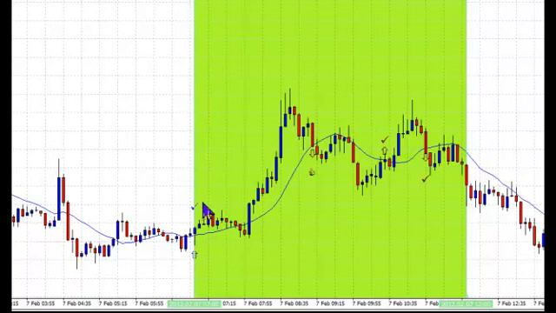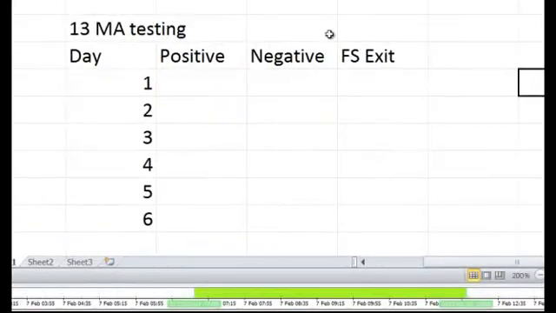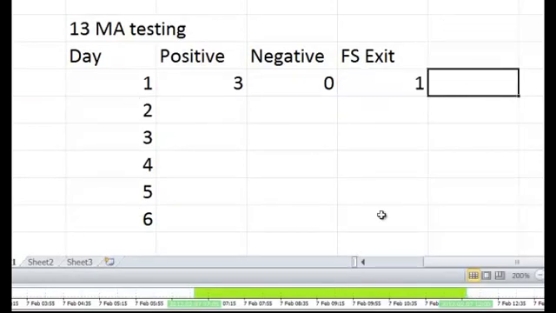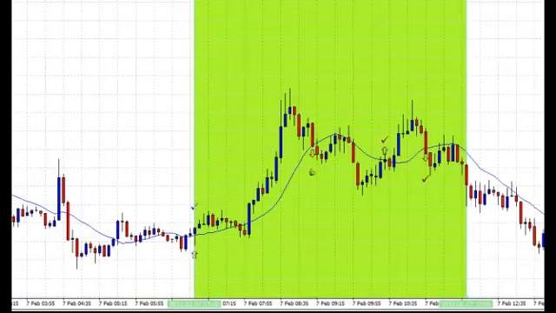So we got one positive, one positive, one positive. So we got 3 positives, no negatives, and we've got one following stop out. Again, high level testing. So that's the result for that. Now, given that the positives are 20 pips, we've earned at least 60 pips on yesterday's trading.